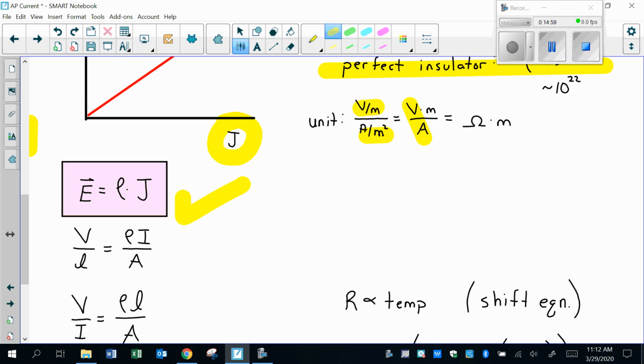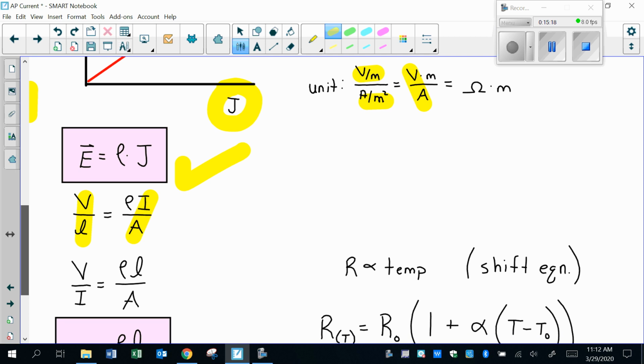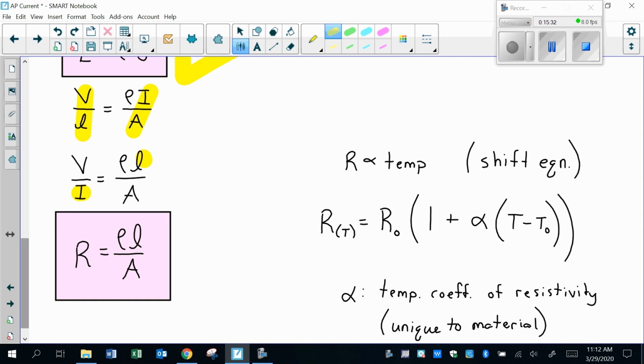If I come down here, I know that a field is the potential divided by the distance between our two locations, which in this case is the length of our wire. I have my current divided by my area for my current density. Coming down a bit more, I and L switch places by doing some algebra. And V divided by I, Ohm's law says, is our resistance. So here is another equation given to us. We always call this the player equation because it looks like it spells out the word player.